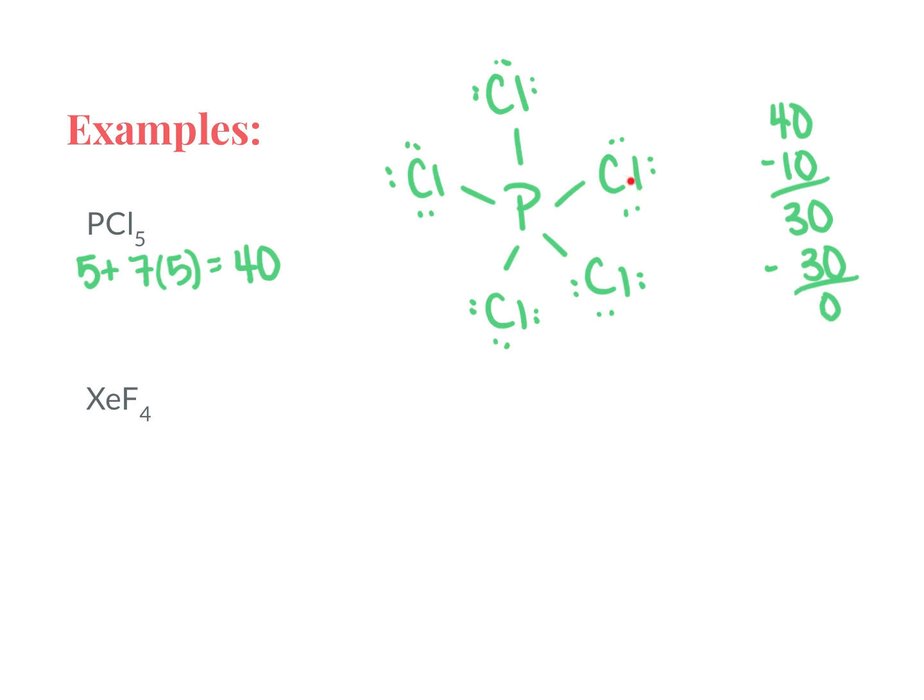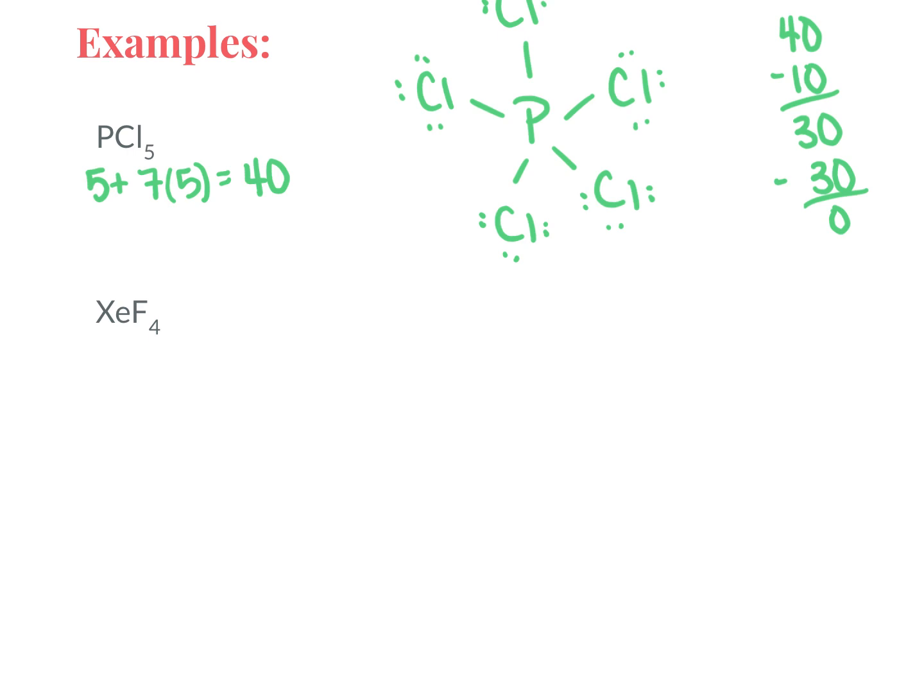Do your outer chlorines have a filled 8? Yeah, okay. So those are filled. And phosphorus, how many does it get? It has 10, right? 2, 4, 6, 8, 10. And is that okay? Yes. Okay. So again, this pattern is, if it's 1 atom attached to 5 or more atoms, do you know you're going to break the octet rule? Yes.